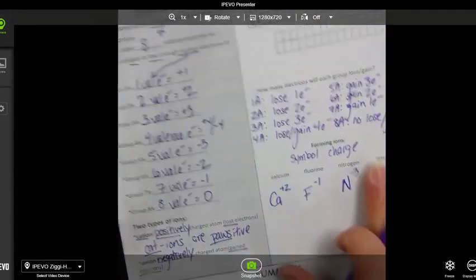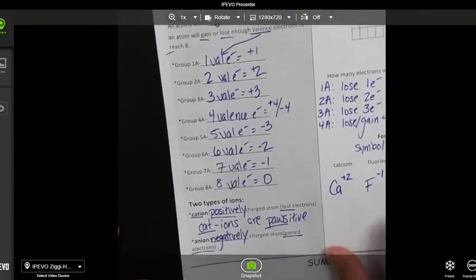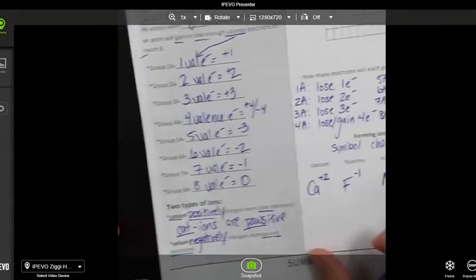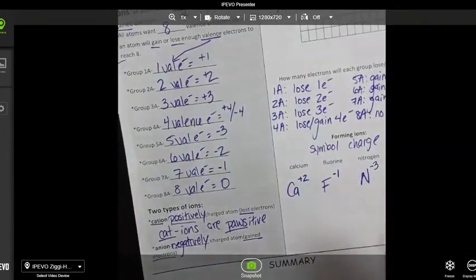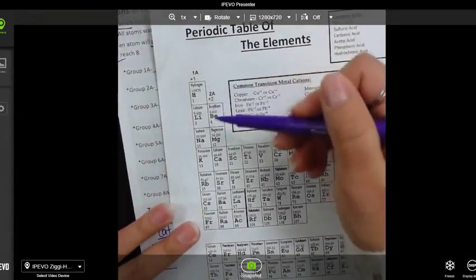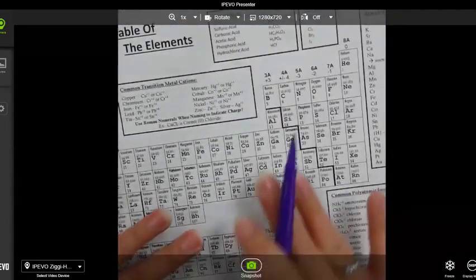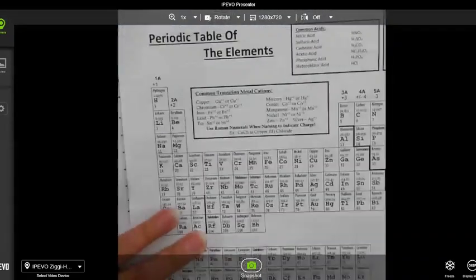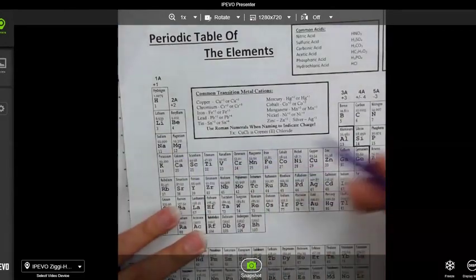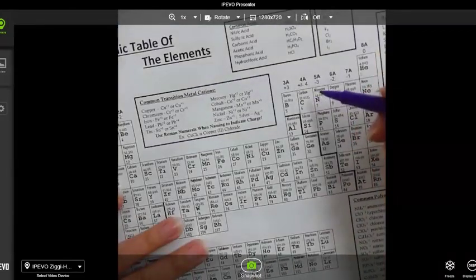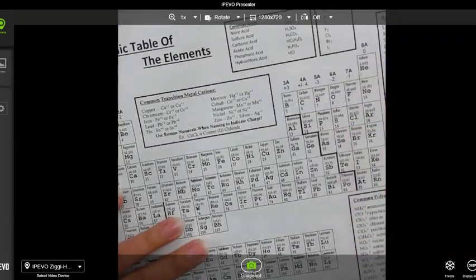All right, so utilize this information to help you figure out how to fill out your table, okay? You think about it, the group numbers will help you figure out what the charges are for these elements. Groups 1, 2, 3 are plus 1, plus 2, plus 3. And then from there, plus or minus 4, minus 3, minus 2, minus 1, 0 charge.